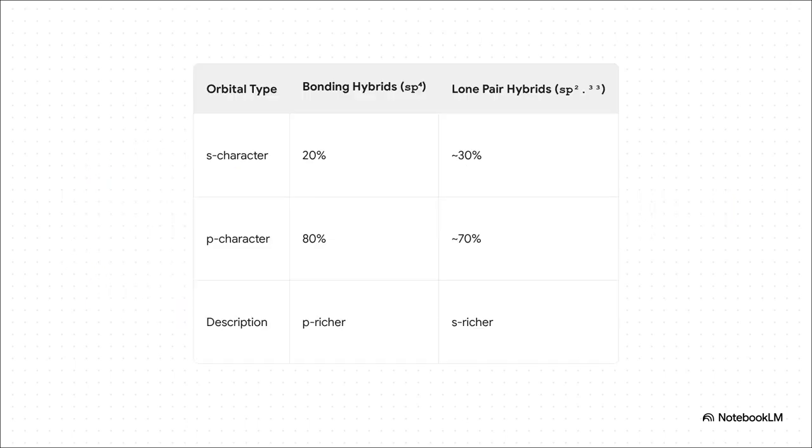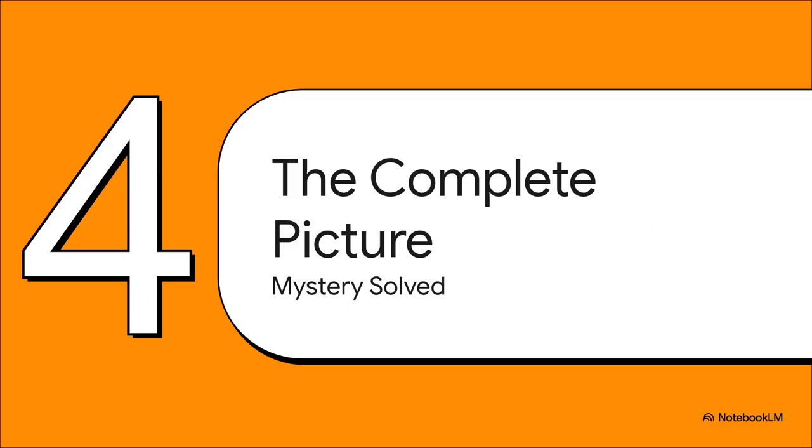Let's just put them side by side to make it super clear. The OH bonding orbitals are p-richer, and we saw how that pulls the bond angle down. The lone pair orbitals, on the other hand, are s-richer, and this difference, this is the final piece of the puzzle. Why? Because s orbitals are held much closer and tighter to the nucleus of the atom. So now we can finally put all the clues together. We can assemble the complete, accurate picture of the water molecule and solve this mystery once and for all.